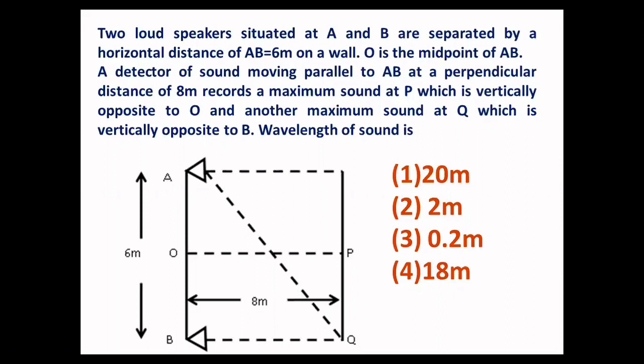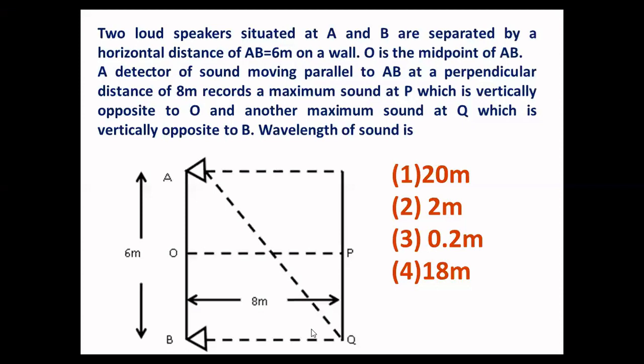This distance is simply Pythagoras theorem. 8, 6, right angled triangle. Root of 8 square plus 6 square. 8 square is 64. 6 square is 36. 64 plus 36 is 100. Root of 100 is 10. This is using Pythagoras theorem.